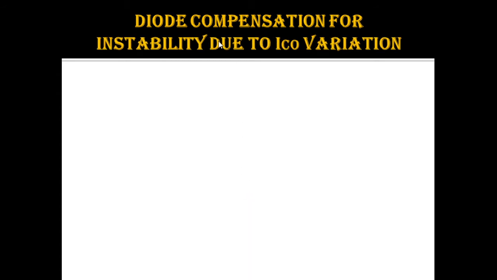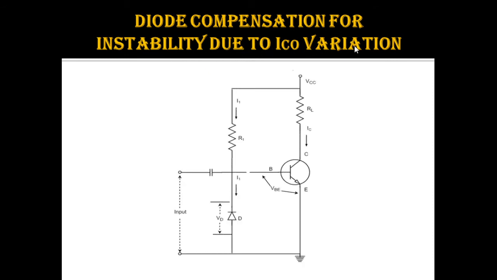Next, we are moving on to diode compensation for instability due to ICO variation. Okay. So for ICO variation, the diode is attached over here in place of the R2 resistor. Okay. So now let us see how this is happening.